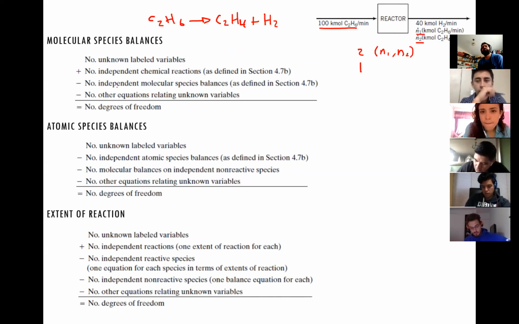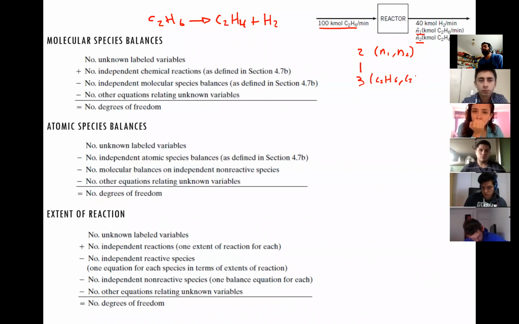And then we have to subtract the number of independent molecular species balances, right? Molecular species: we have C2H6, then we have C2H4 and hydrogen. So we have three different molecules, so we have 3 here, right? That is C2H6, C2H4, and hydrogen, okay? And then a number of other equations related to known variables, we don't have any of those, so 0, right? So we have 2 plus 1, 3 minus 3, 0 degrees of freedom.